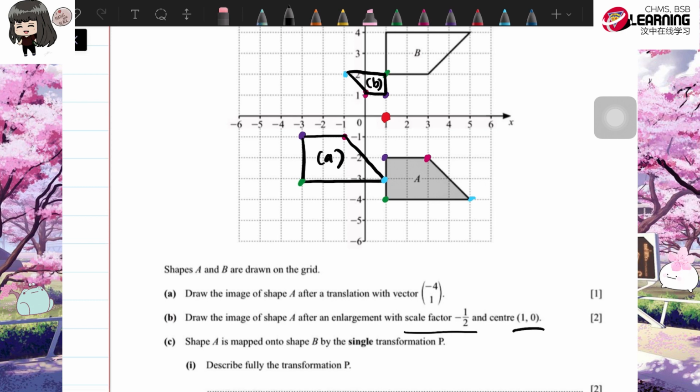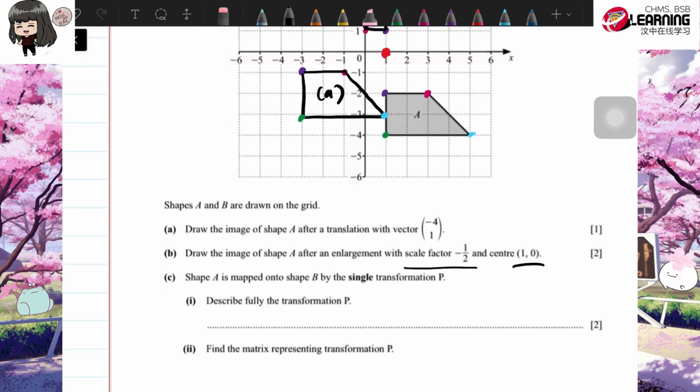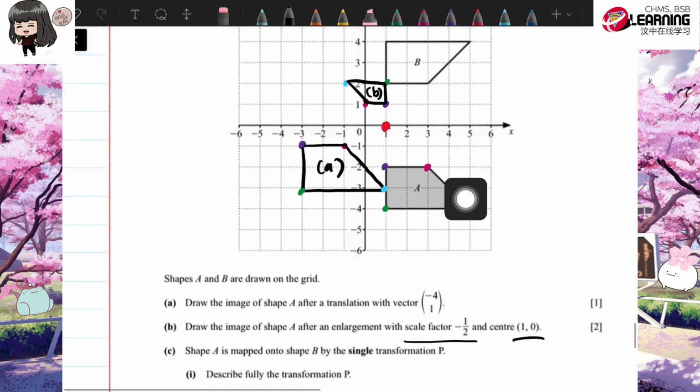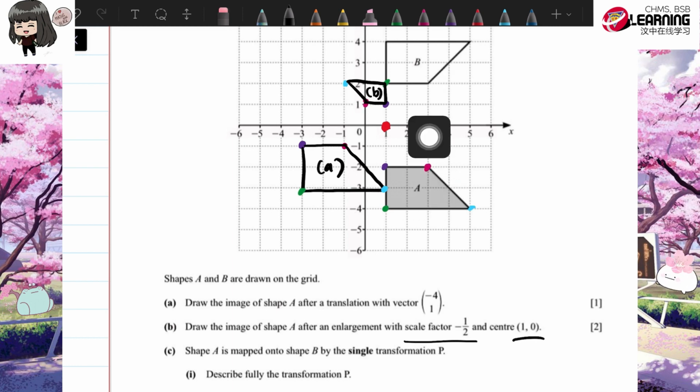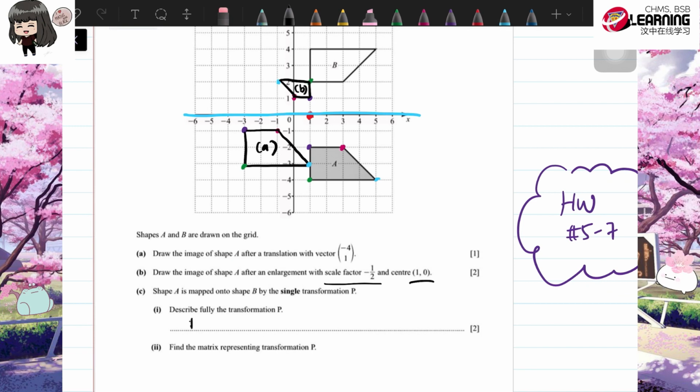Okay. So part C, shape A is mapped onto shape B by the single transformation P. So this one is reflection. Okay, it's like a mirror. So your mirror line is here. So it's obviously reflection. So the answer is reflection on the x-axis. Or if you write y equals 0 also can. Okay, this line is y equals 0.